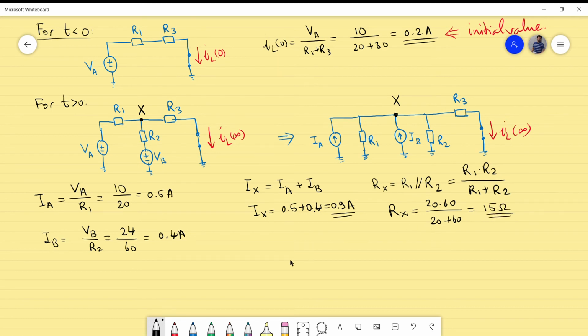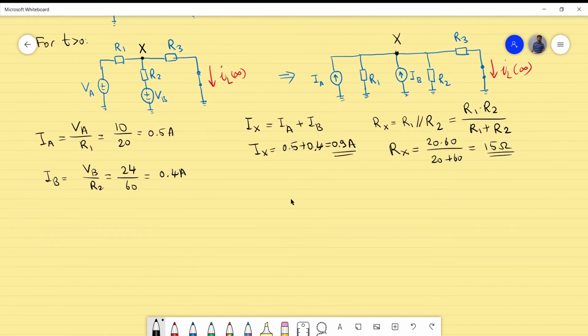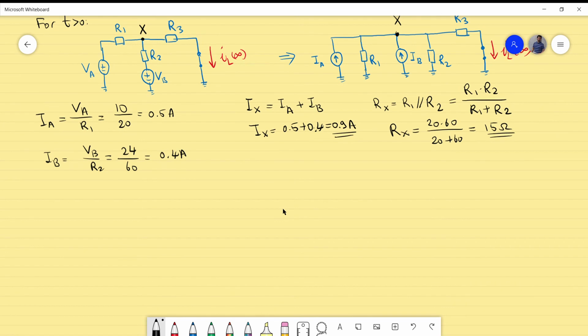So I will redraw the circuit again to make the situation clear for further calculations. What we get is the new circuit with a current source Ix in parallel with Rx, which is 15 ohms, and connected to that is R3. And again, we have a short circuit model of the inductor, and this is the current we are looking for. And this is the point X. This point is still intact. Okay, what we can do now to calculate IL at the final value is use the current divider rule.